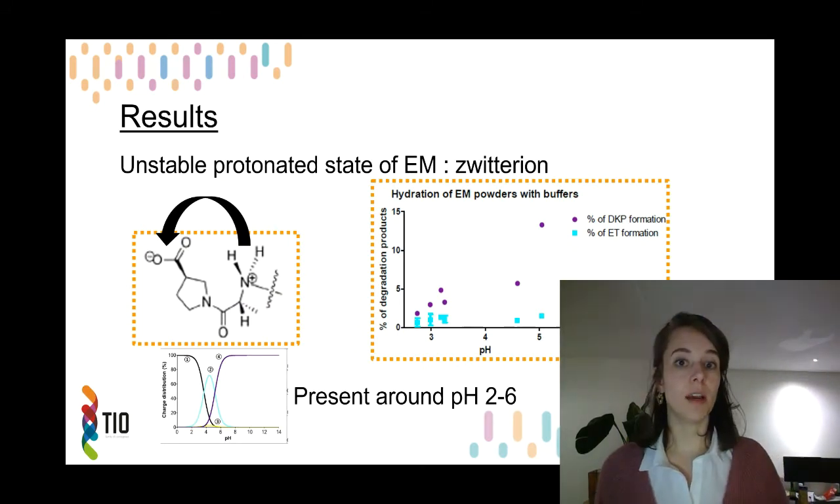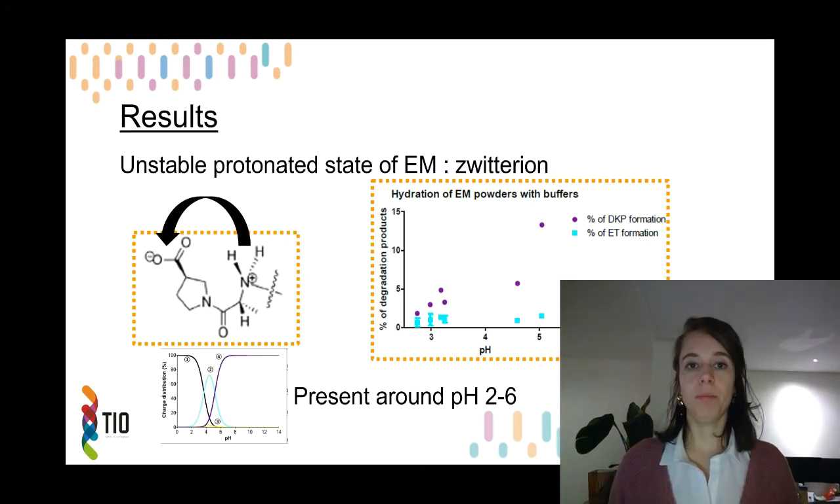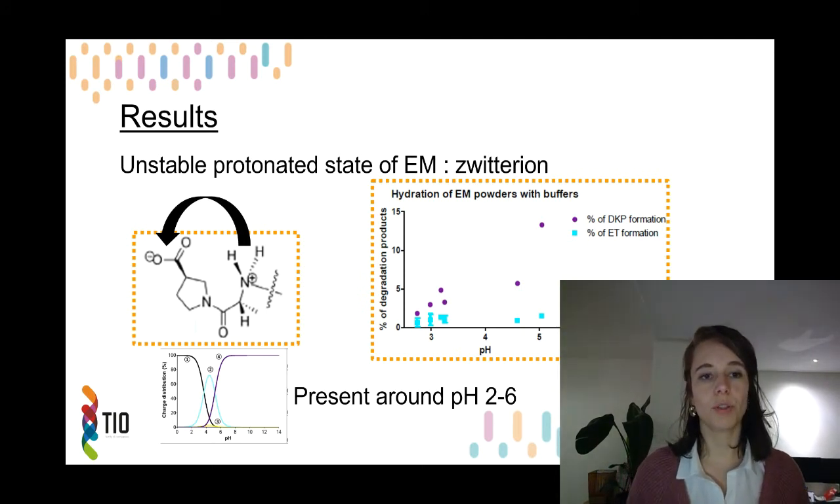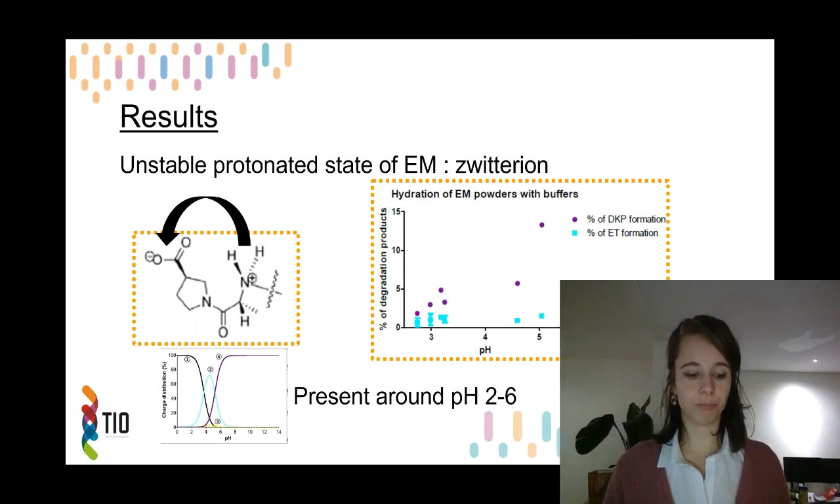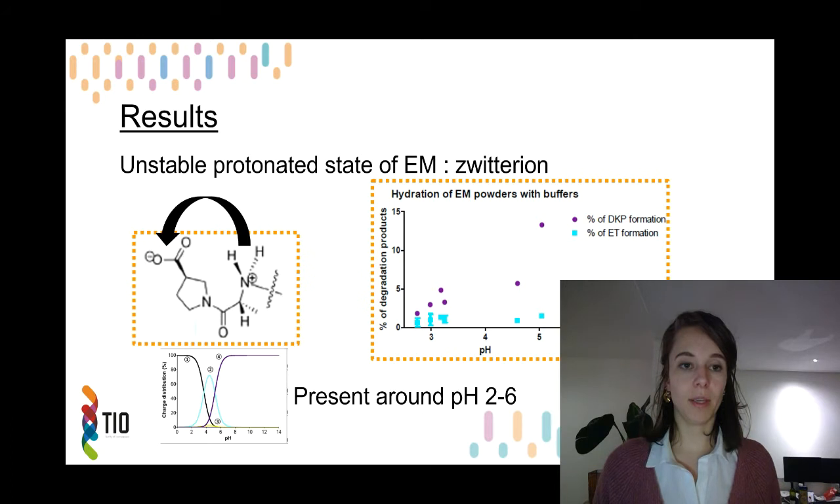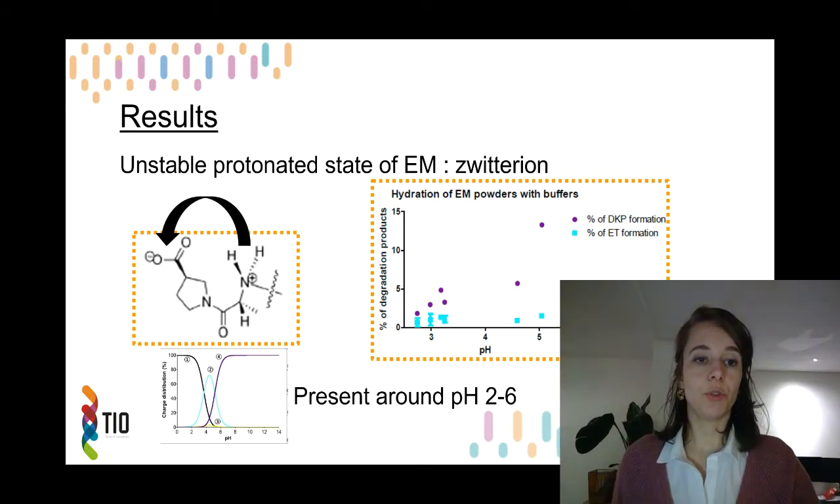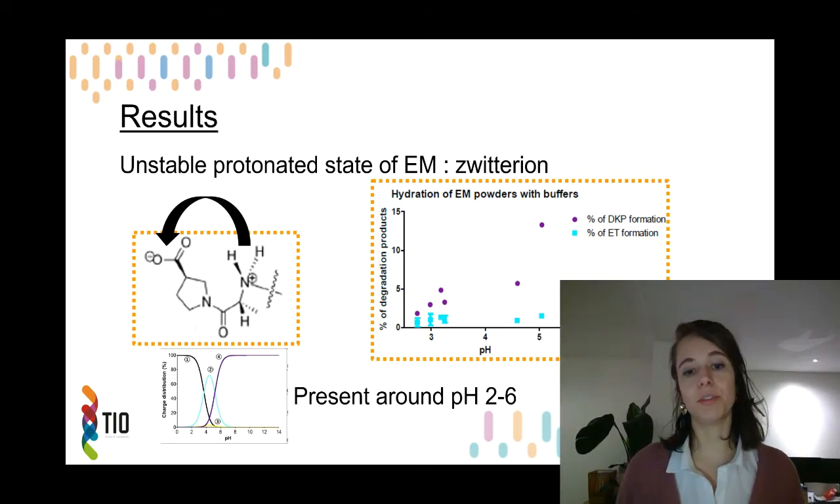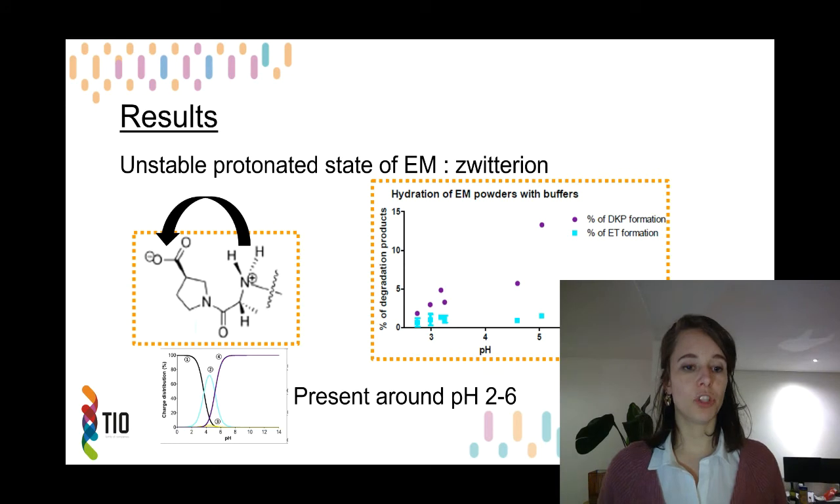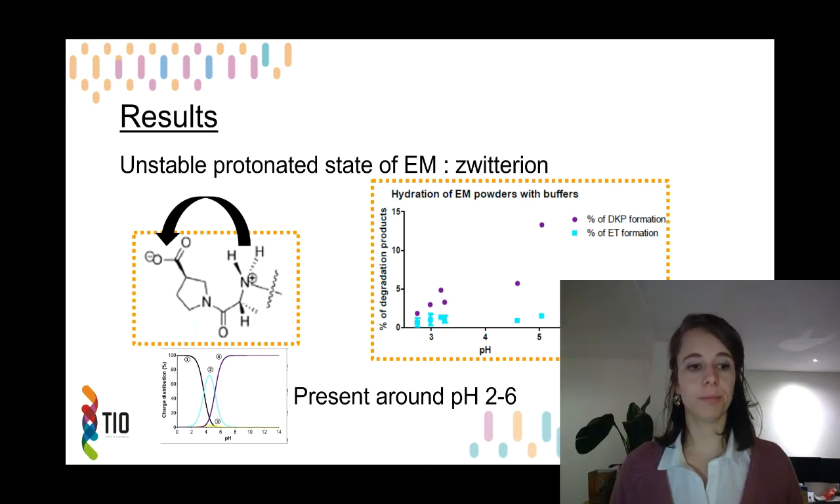And overall, moisture, water, and pH almost always go hand in hand. We also looked at the pH of the mixtures and the influence of pH. And we know that EM is able, theoretically, to obtain 4 different protonation states. And one of these states is the zwitterion, which is displayed here. The zwitterion is a state where there's a positive and a negative group in the molecule. And this state is thus very likely to form the cyclization product DKP, as it has 2 opposite charges that are magnetically attracted to each other.